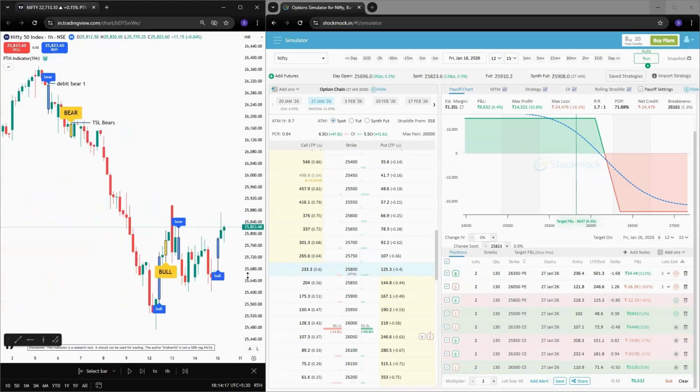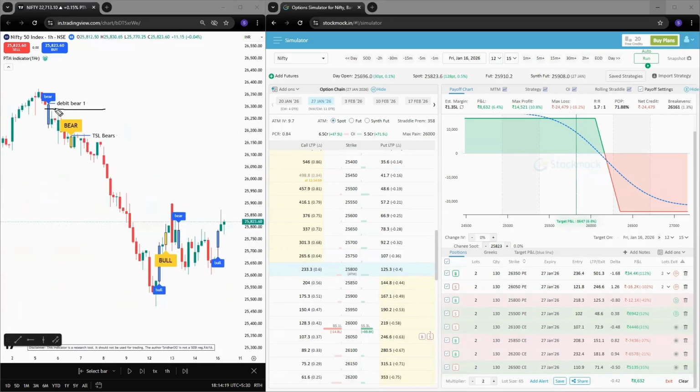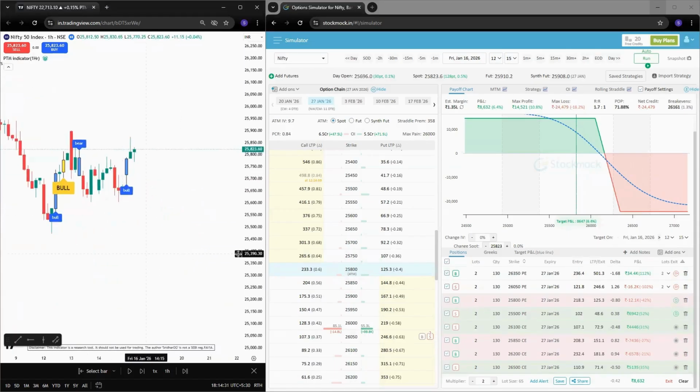I have only one active bear spread. That's all. You can see PNL is fluctuating. One time it was 15,000, now it's 8,000. It will keep fluctuating. Okay, I don't want to see the PNL. Let's move on. Let's see what happens in the chart.